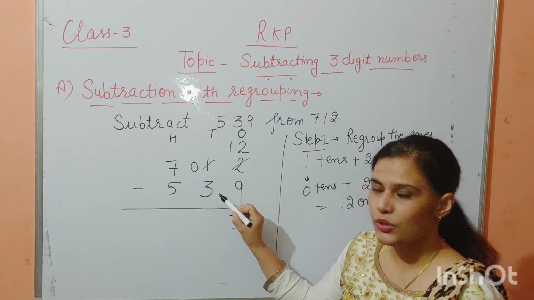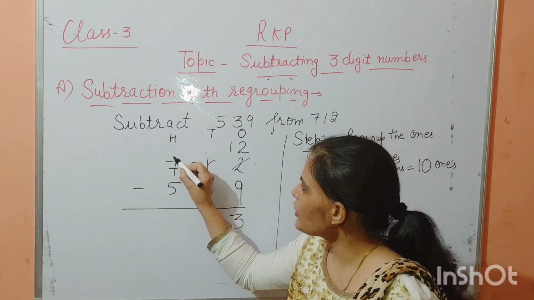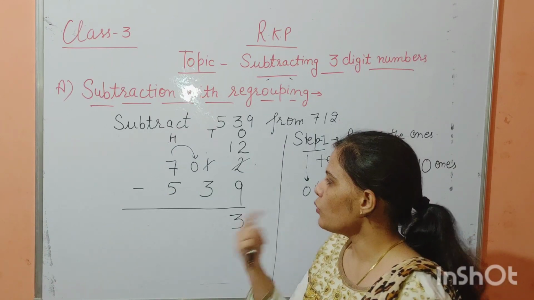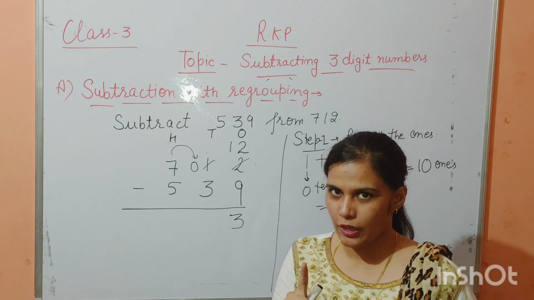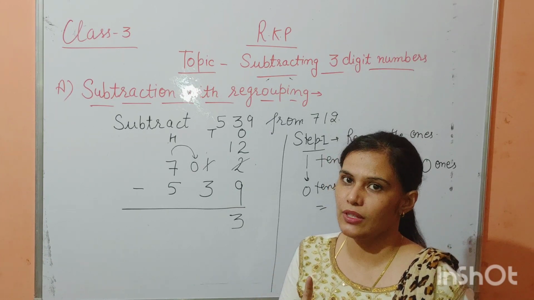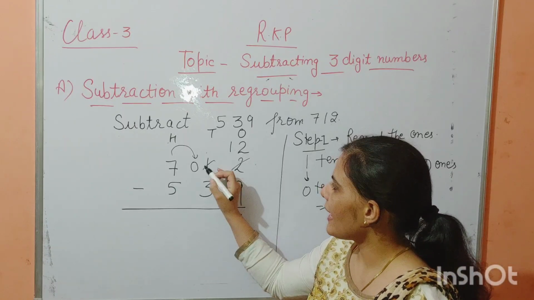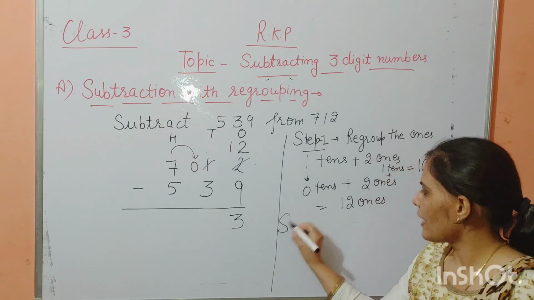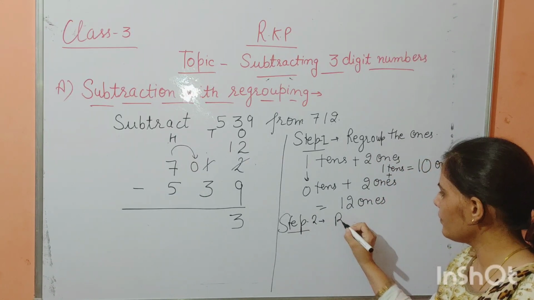0 and 3. Can you subtract 3 from 0? No. So what will you do here? Again you will borrow from the hundreds place. When you borrow from the hundreds place, 100 will come, not 1. 100 will come, and 100 is equal to 10 tens. And 10 plus 0 becomes 10. Step 2. Your step 2 is regroup the tens.